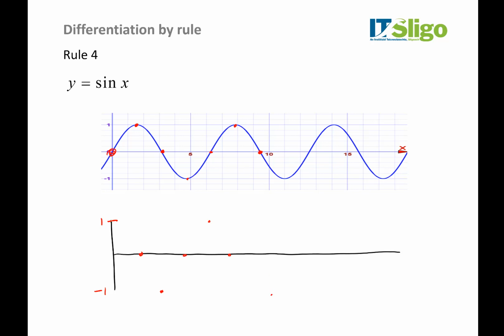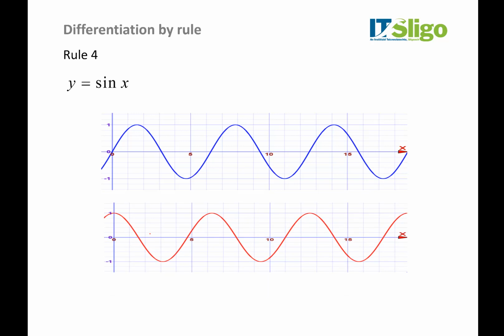So when I actually start to join the dots, what I'm actually getting is, if you recognize this from the trigonometry lectures, it's the cosine curve. So the derivative of y equals sine x is cos x.